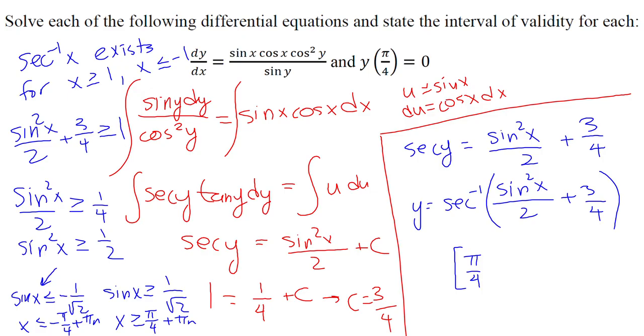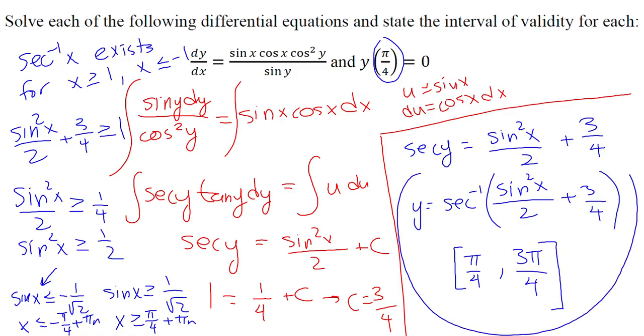I'm picking that because that's included in our value here, but also less than or equal to negative pi over 4 plus pi n. Well, negative pi over 4 plus pi is 3 pi over 4. So we're going to have to be between pi over 4 and 3 pi over 4 for this to be valid. That's our cutoff point.